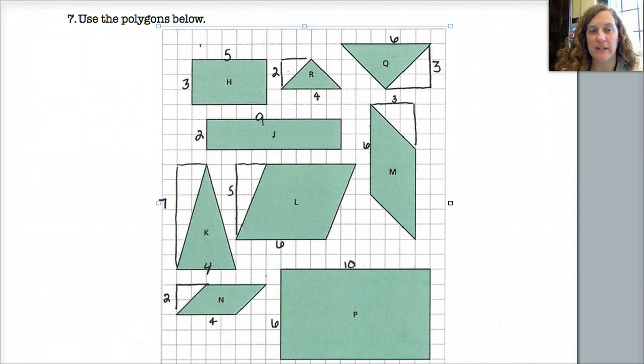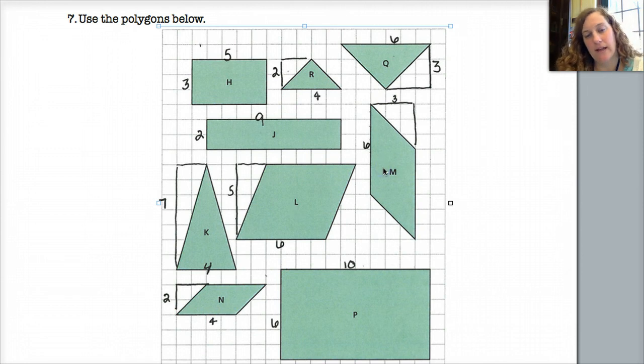So that's the first step you should have taken, is gone through and figured out what all the heights and widths were. I did the rectangles first, then the triangles, and then the parallelogram. So H is 3 by 5, J is 2 by 9, and P is 6 by 10. And then for triangles, K has a height of 7, a width of 4. Q has a width of 6 and a height of 3, and R has a height of 2 and a width of 4. And then our parallelograms have this one down here, N, has a height of 2 and a width of 4. L has a height of 5 and a width of 6.